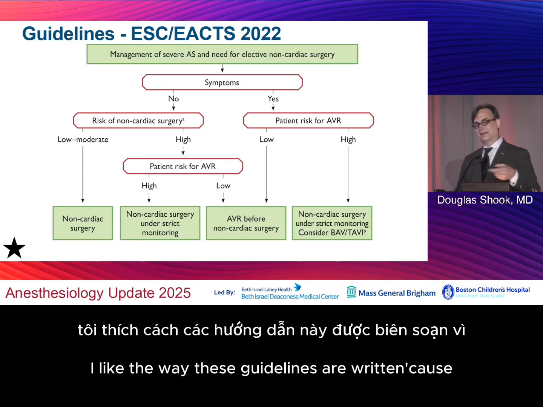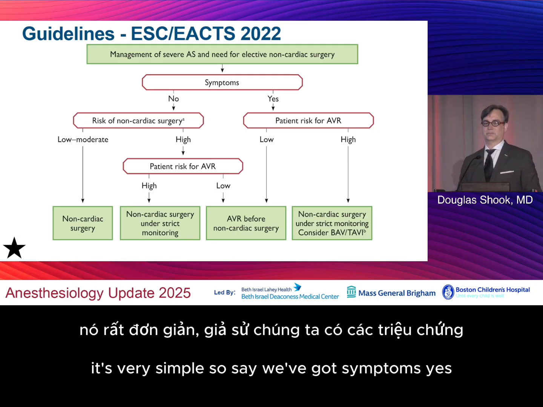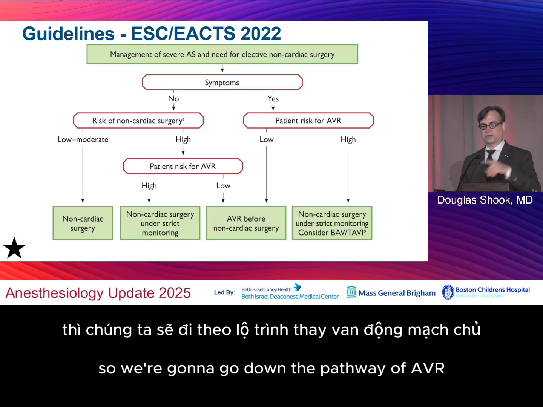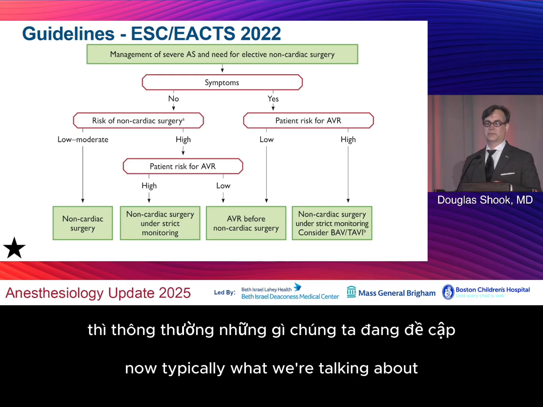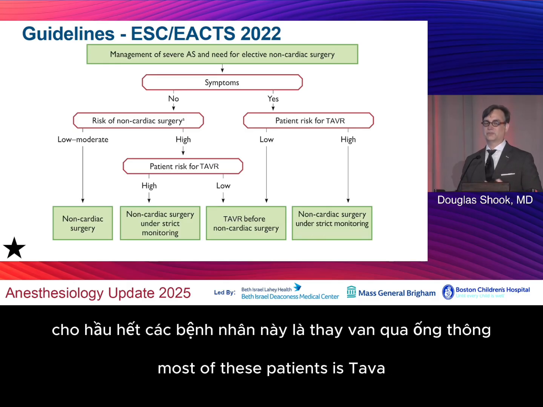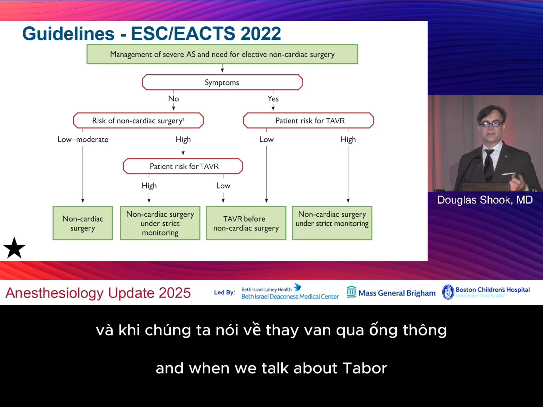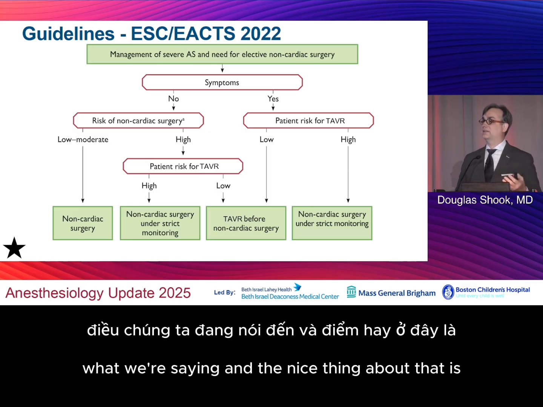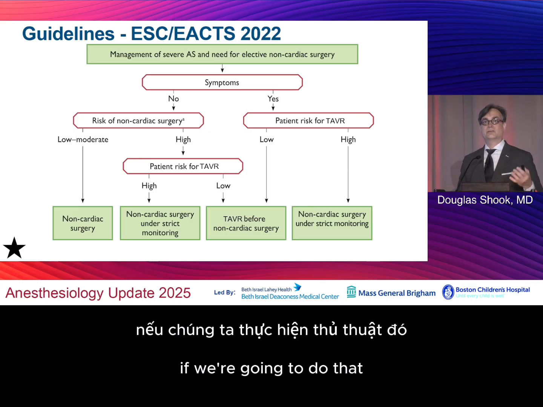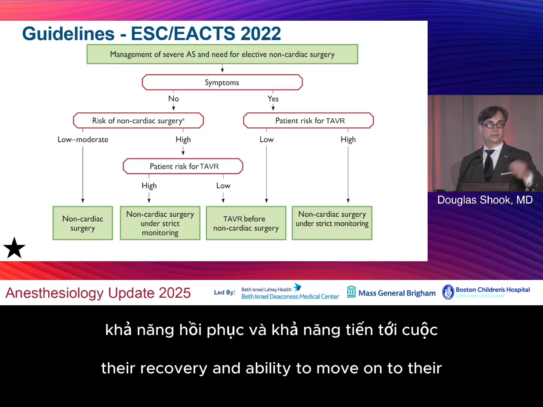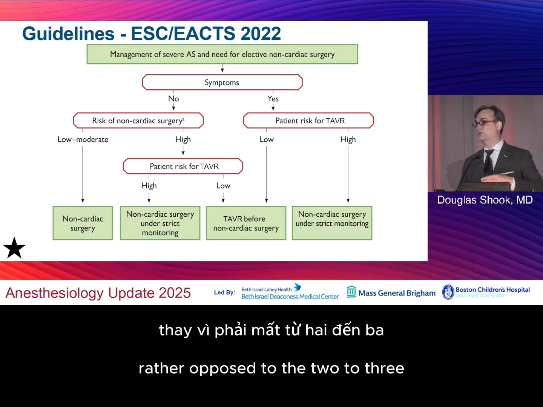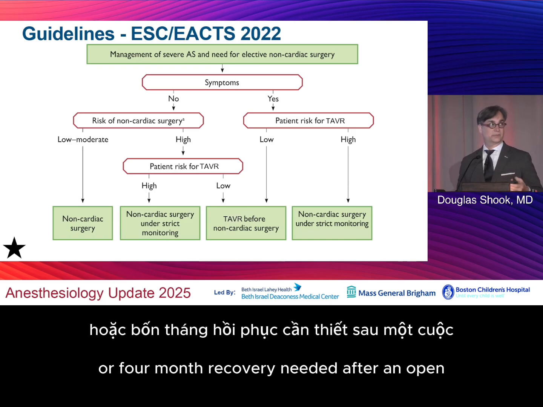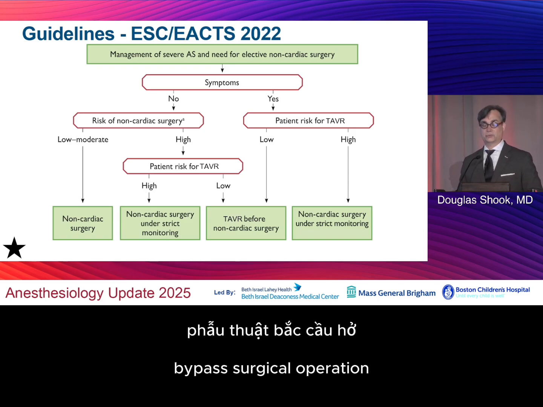So going back, I like the way these guidelines are written because it's very simple. So say we've got symptoms, yes. So we're going to go down the pathway of AVR before non-cardiac surgery, but when we say aortic valve replacement, now typically what we're talking about for most of these patients is TAVR. And the nice thing about that is if we're going to do that, their recovery and ability to move on to the surgery that they need will be much faster, as opposed to the 2 to 3 or 4 month recovery needed after an open surgical operation.